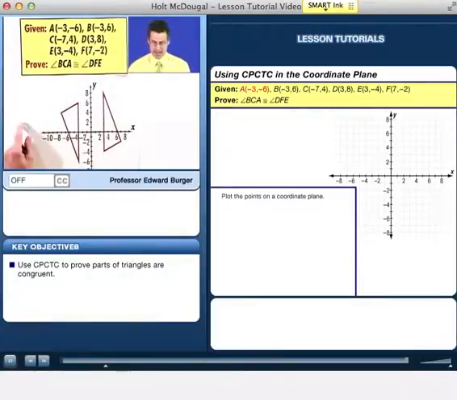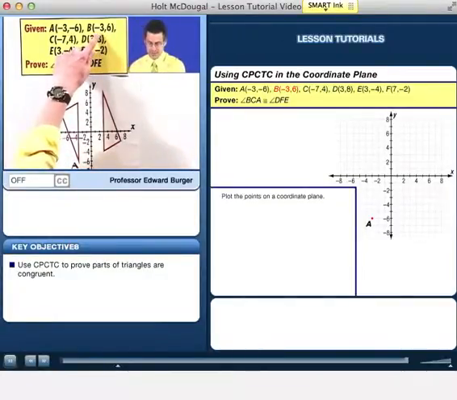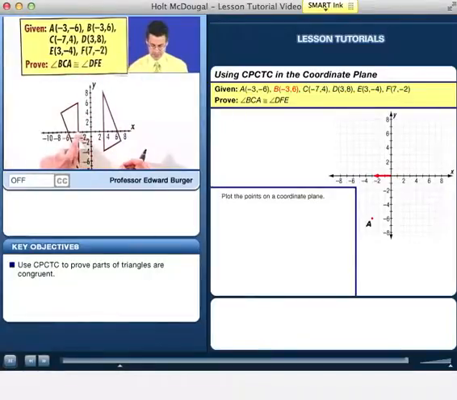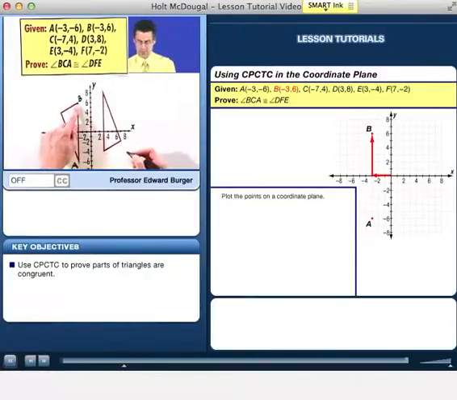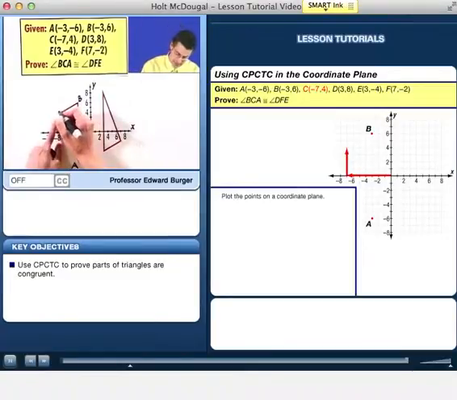A. A is -3, -6. So I go over -3 and then down to -6, and so this is A. Where is B? Well, B is -3, 6. So that's -3 and then up to 6. So that's B. And where's C? C is -7, and then I go up 4. That's C.